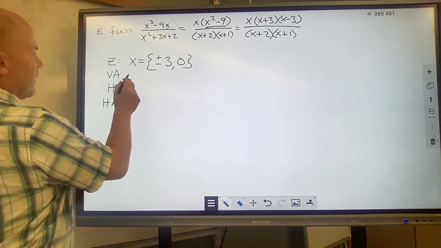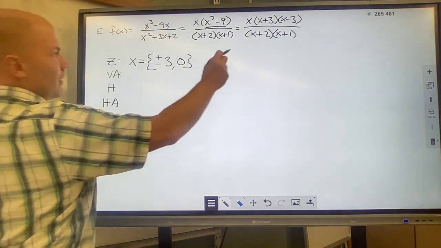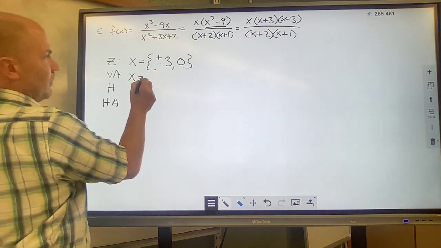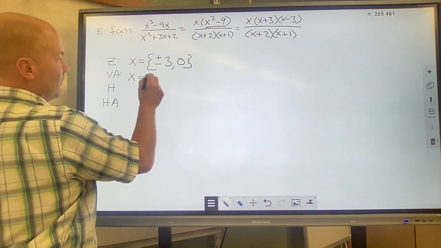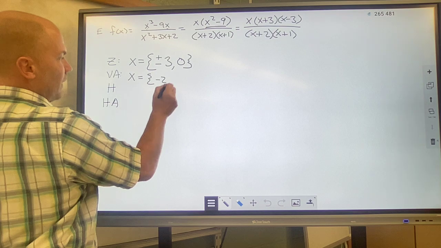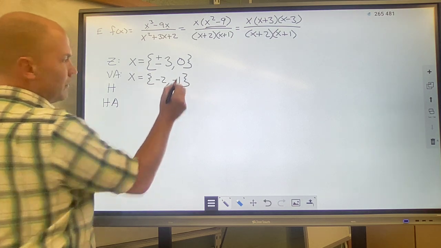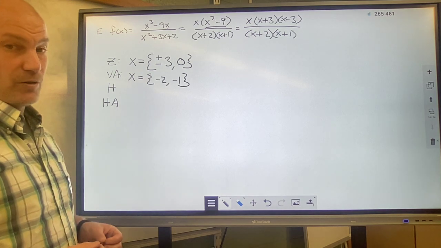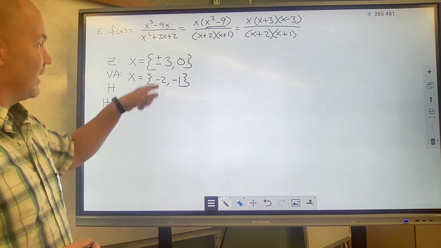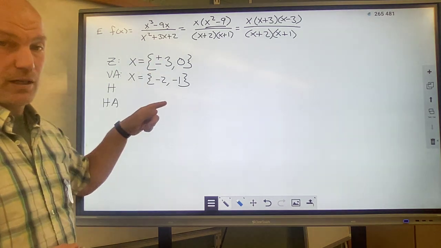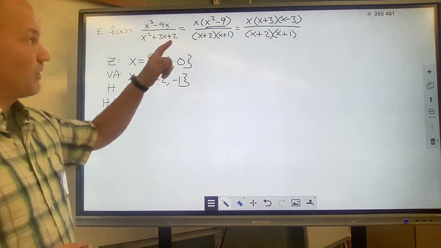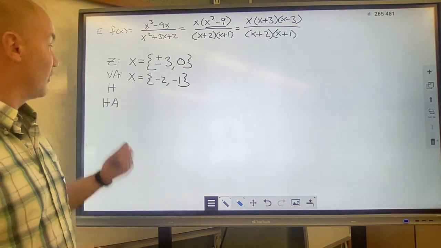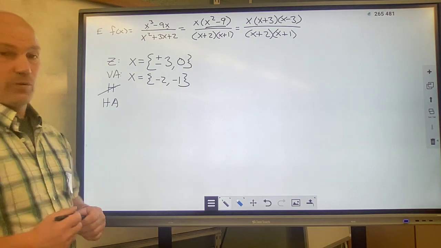And then my vertical asymptotes are at x equals negative 2 and negative 1. Those are my zeros. My vertical asymptotes. And notice that they don't happen at the same time, right? I don't have a 0 in the numerator and the denominator at the same place. So I actually don't have any holes.